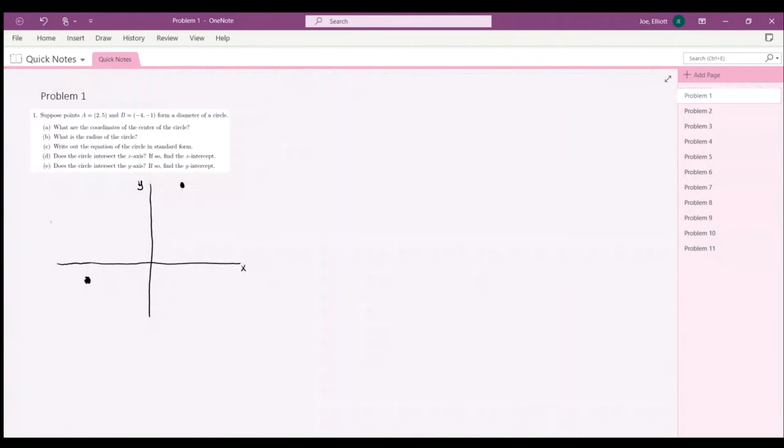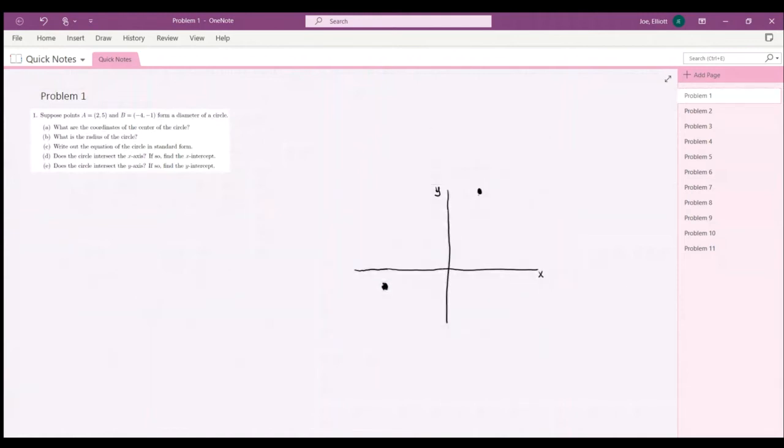And so these two points form a diameter of a circle. Let me move it further out here. Then I'll try to draw a circle going through those 2 points. That wasn't so great, but that should be good enough. So these form a diameter of the circle, is what we're told. First things first, we're asked to find the coordinates of the center of the circle. If these 2 points form a diameter, then the midpoint between them should be the center of the circle. So we'll calculate the midpoint between A and B.